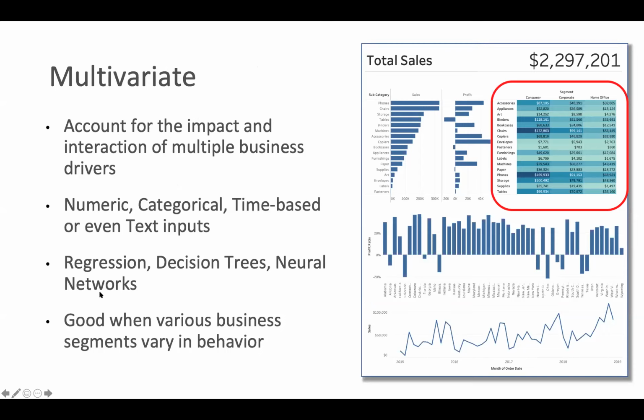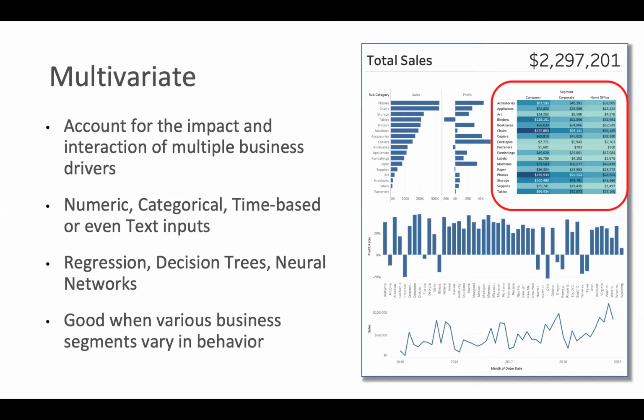All right, last one is multivariate. This is where you might have various business attributes that you think are correlated to some dependent business outcome. And what I mean by that, in this highlighted area of the dashboard, is showing, for example, the customer segment and the product subcategories. Within the heat map are total sales.